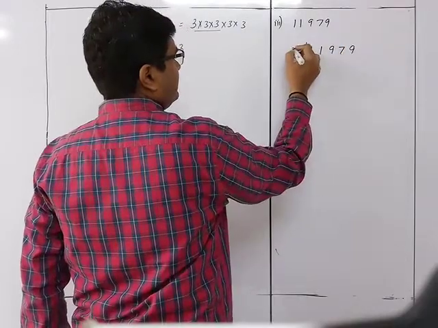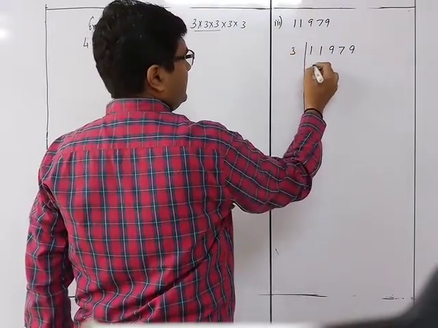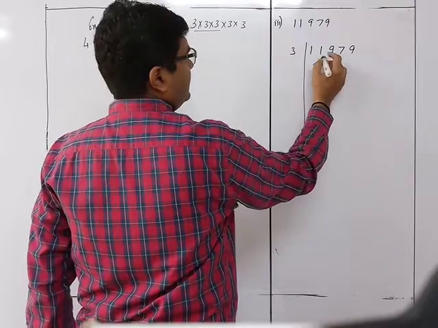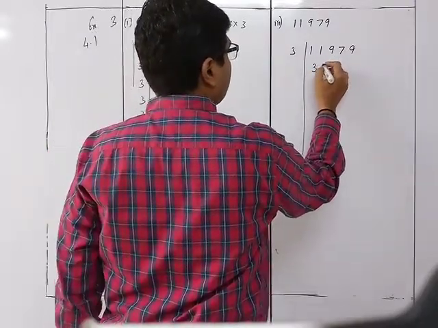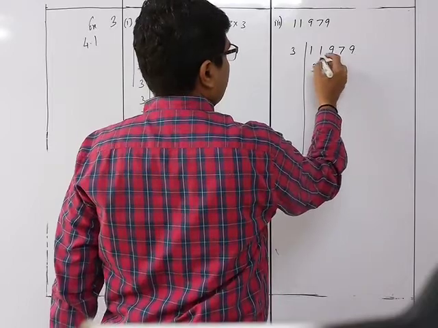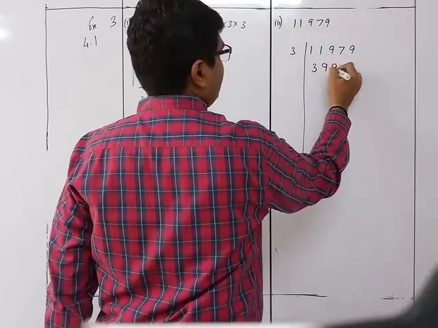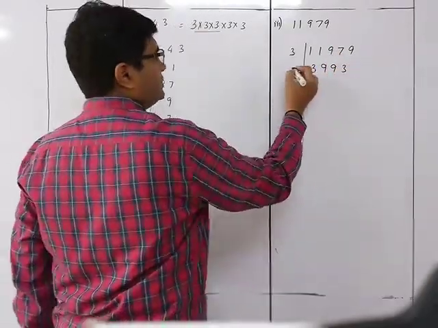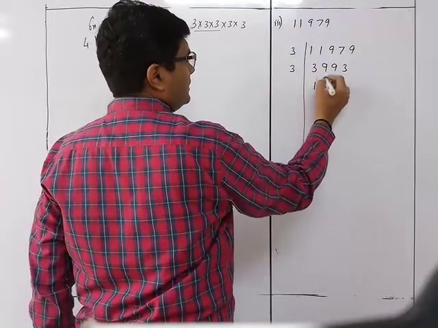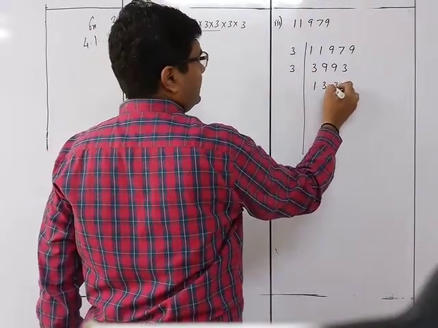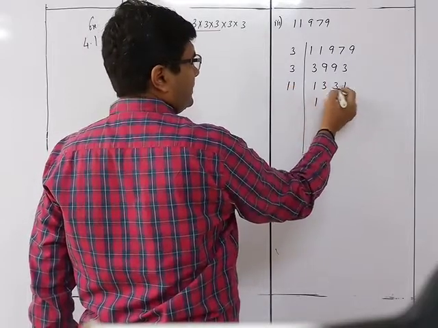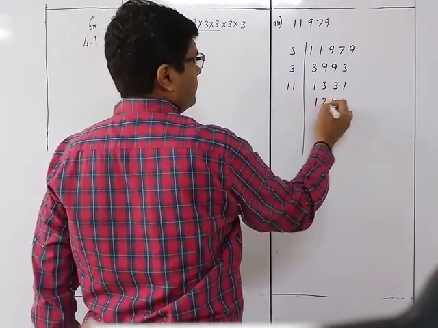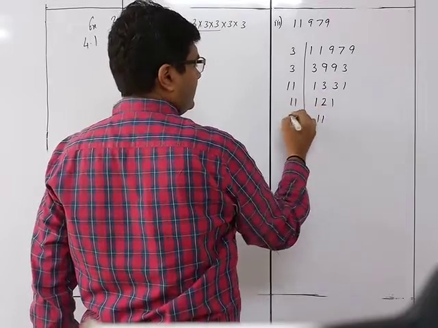11979 divided by 3. So 3 3s are 9. 29 will be again 9, 27, so 9s, and then again 27, and 3s are, okay, so it will be 3 again, so it will be 1 and then 3, 3, 1. This is 11s are, we know the 11 ones are 11, and then 23 will be 2 and then 1, so 11, 11, 11, 1.